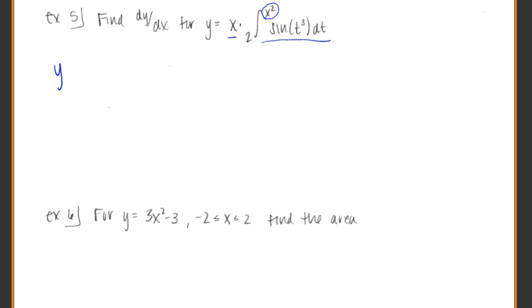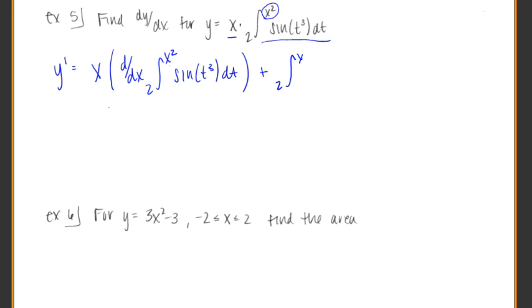Okay, so y prime, using our product rule, is going to be first times the derivative of the second, so x times d dx from 2 up to x squared of sine of t cubed dt. Okay, so that's first times the derivative of this, and then I'm going to go through and actually solve that out. First times the derivative of the second, plus the second times the derivative of the first, which is just 1. Okay, so the back term's pretty much all complete, finished. We need to work with this front one.